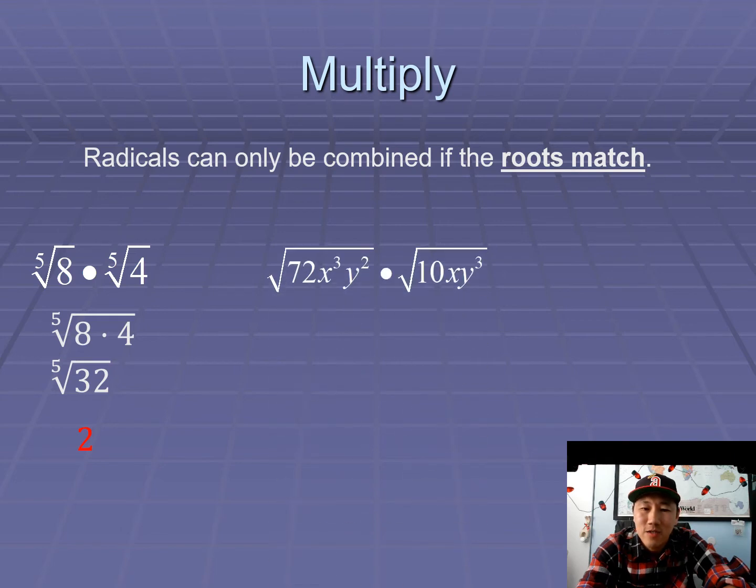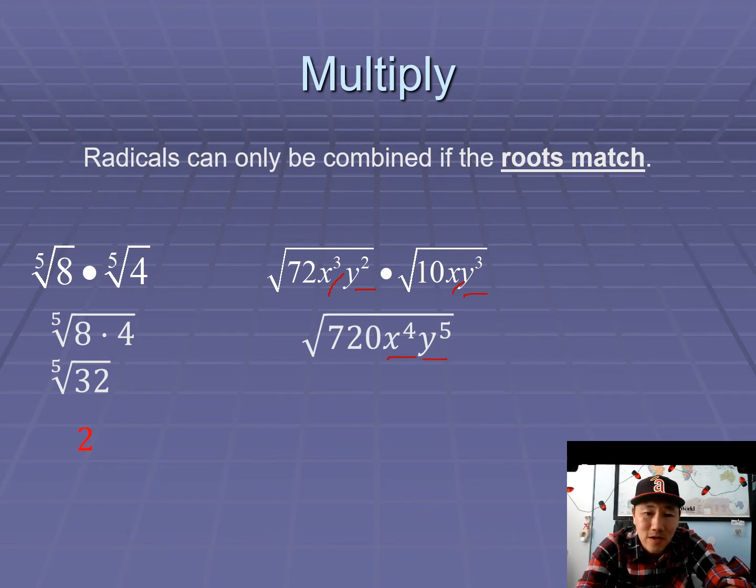Let's do another example. Notice these are both square roots. There's an imaginary 2 there. So they're both square roots. When they're both the same root, you can combine them. The way I combined them, I skipped a step, but I took 72 times 10, and then x to the third power times x to the first power is x to the fourth power. And then y squared times y to the third is y to the fifth power.